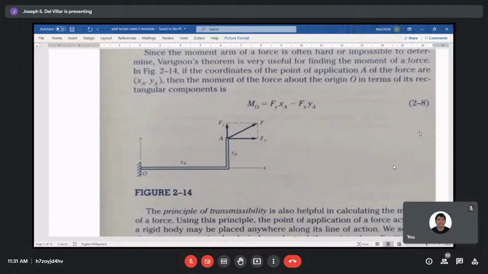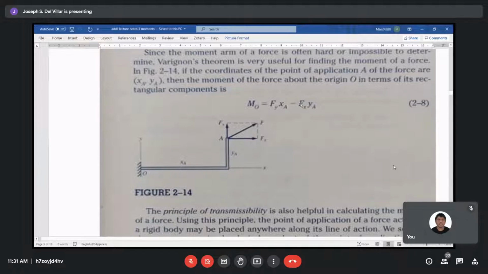Fy po, sir. Okay, good. So Fy will have a counterclockwise direction. So unahin nyo yun, Fy times XA. And then, itong Fx, clockwise ang rotation with respect to the pivot. So it will give you negative moment. So the equation is now, the moment at O is equal to Fy times XA minus Fx times YA.